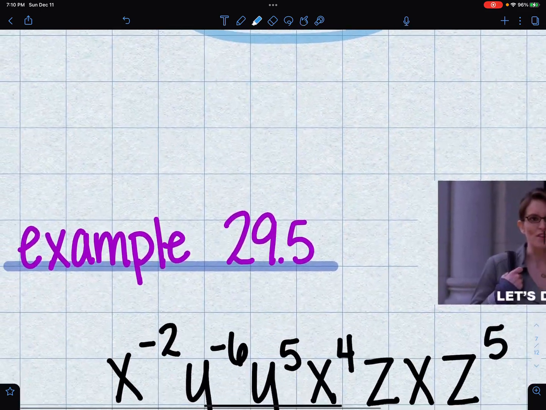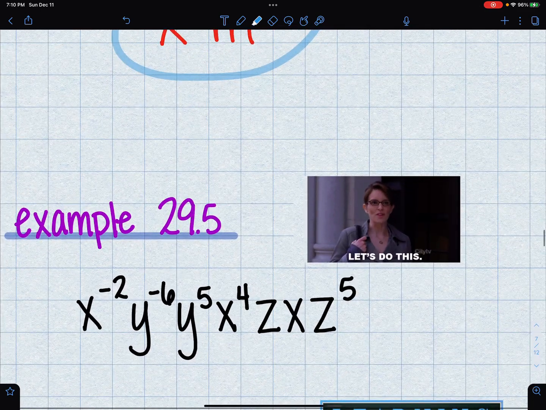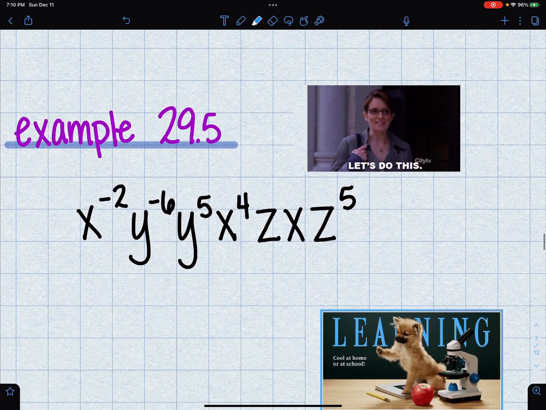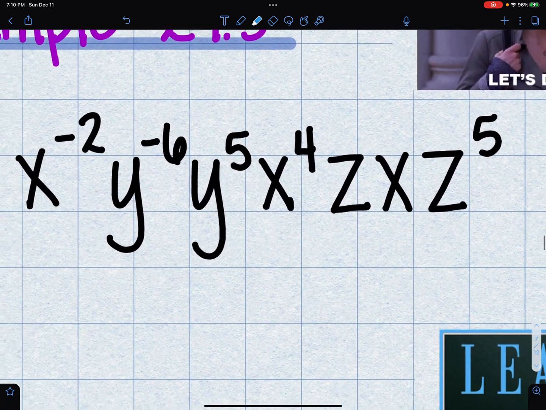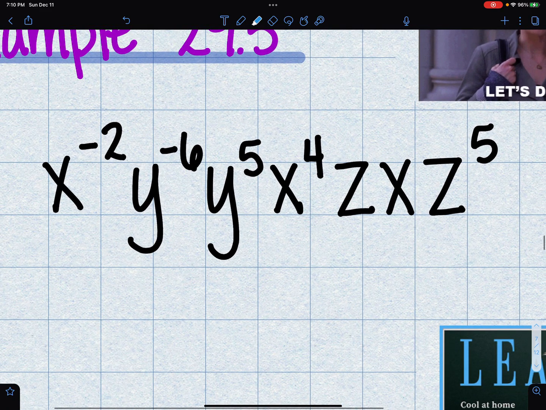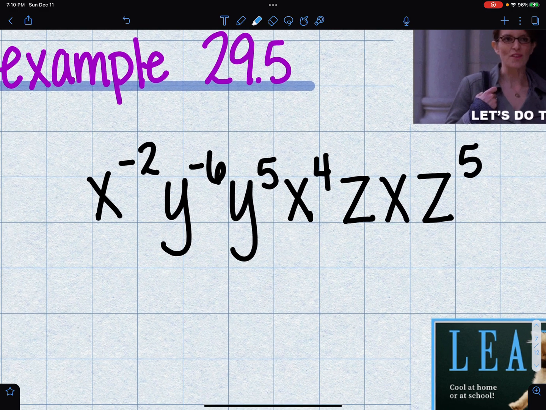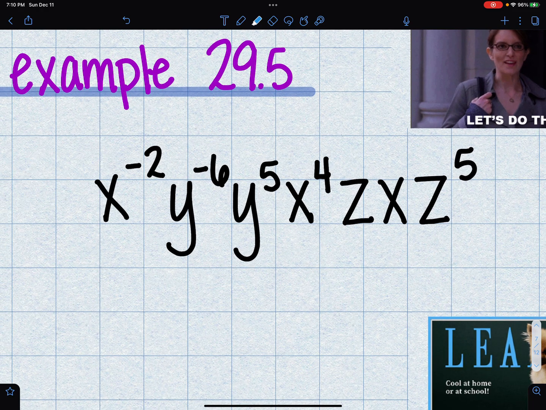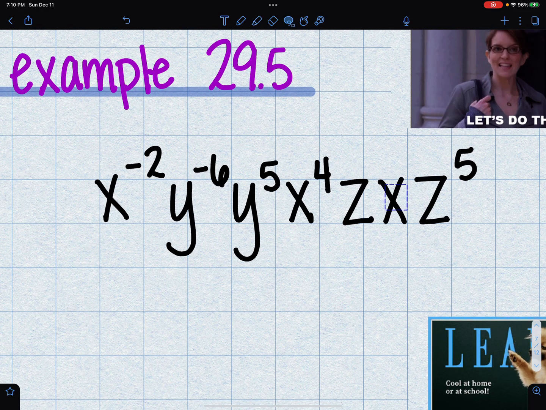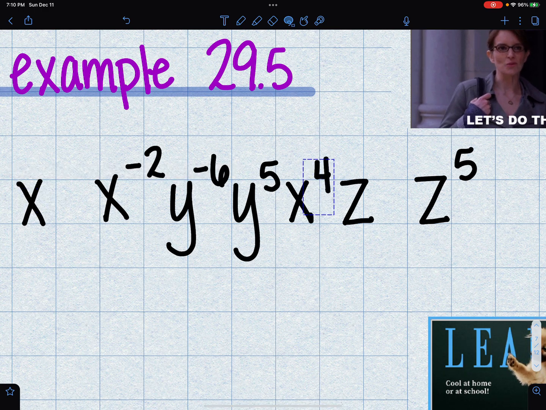All right, should we do another one? Let's do it. Let's do this. All right, woo, look at how complicated this is getting. This is tricky. They are trying to be tricky, but you know what? They are just trying to intimidate you because it's not really that hard at all. The first thing I'm going to do is I'm going to put all the x's together because that helps me keep it good in my mind.